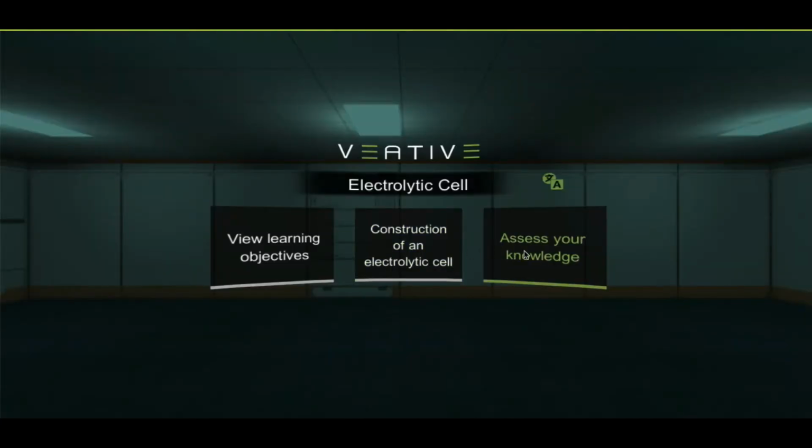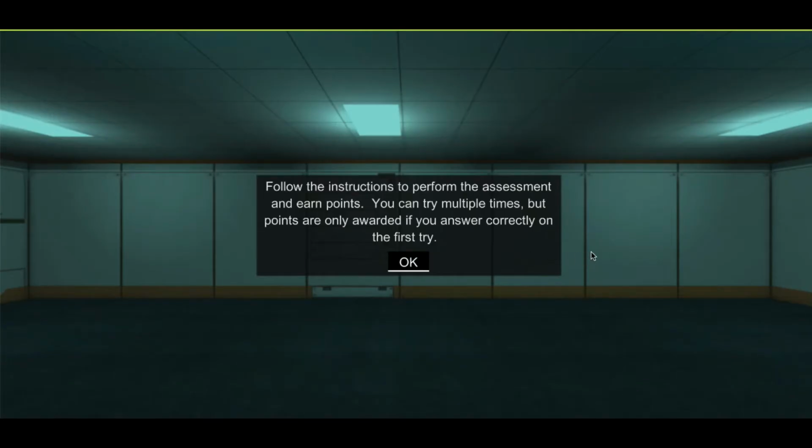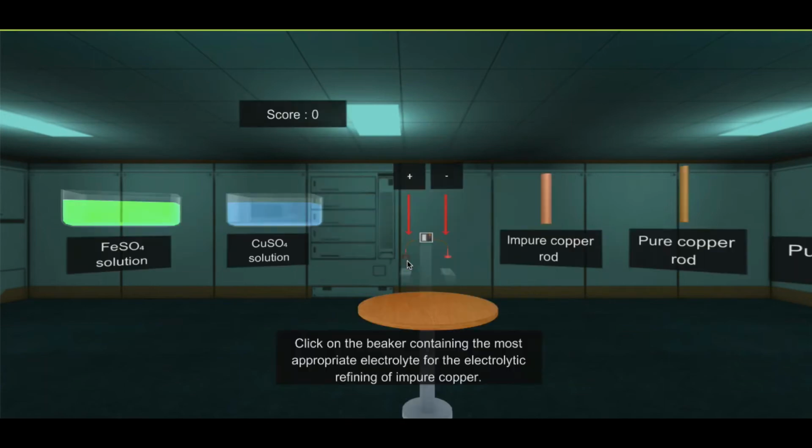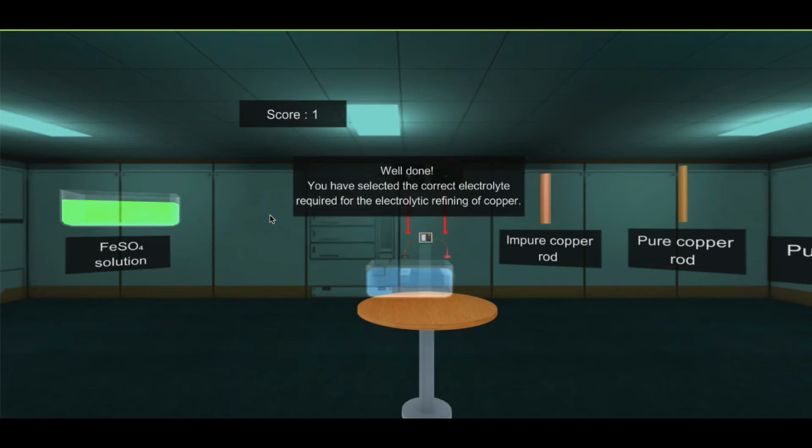Assess your knowledge. Follow the instructions to perform the assessment and earn points. You can try multiple times, but points are only awarded if you answer correctly on the first try. Click on the beaker containing the most appropriate electrolyte for the electrolytic refining of impure copper. Well done! You have selected the correct electrolyte required for the electrolytic refining of copper.